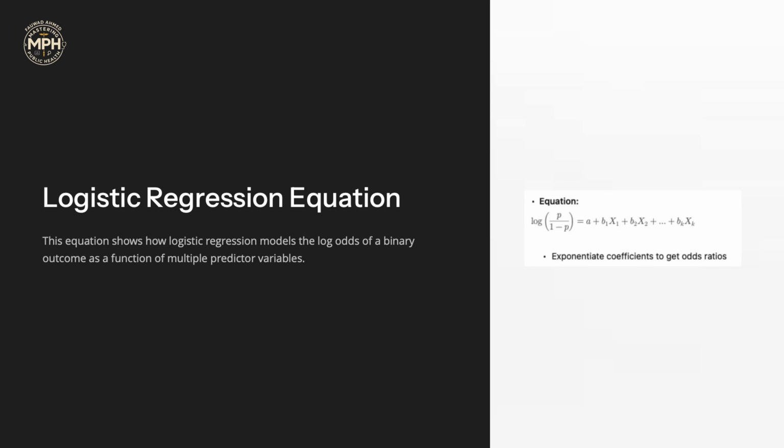Multiple logistic regression lets us adjust for confounders, predict the probability of an outcome, and estimate independent effects. It is a powerful tool in both clinical and public health research.